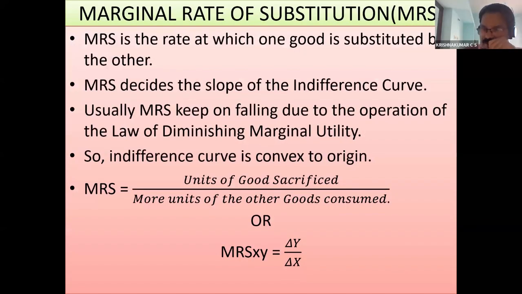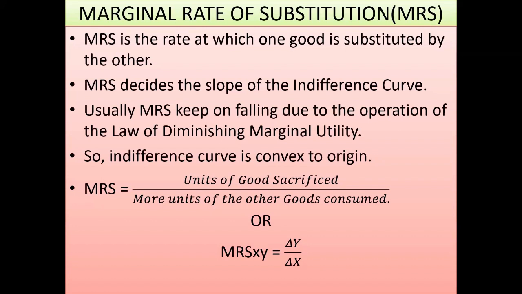Because of that reason, as the marginal rate of substitution is falling, the indifference curve will be convex to the origin. See, the curve's shape is decided by the rise, fall or constant nature of the MRS. If MRS is constant, how will the curve be? Straight line. It will be a straight line. If MRS is rising, how will the curve be? Concave. But in this case, we know the indifference curve will be convex to the origin because MRS keeps on falling.